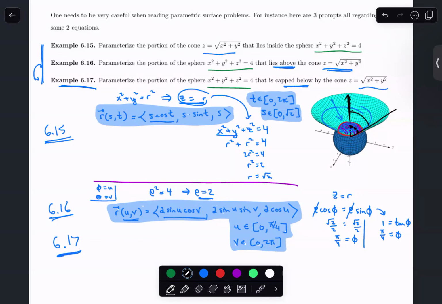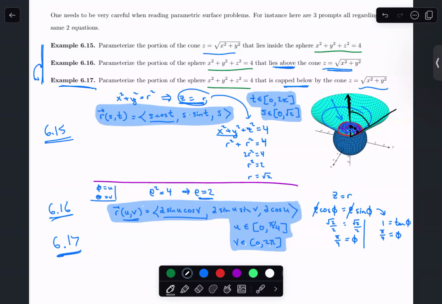You have to be careful about what you are trying to parameterize, what the actual surface is that you want to parameterize, versus what the bounds are. Because quite often you have a couple of equations, and depending on how it's worded, one of those is the surface that you're trying to parameterize, and one of them is telling you why the surface doesn't go on forever. It's just some bounds that say we're going to stop here.